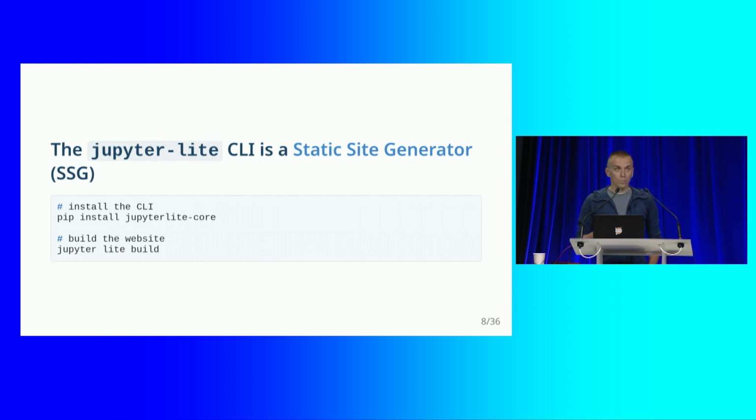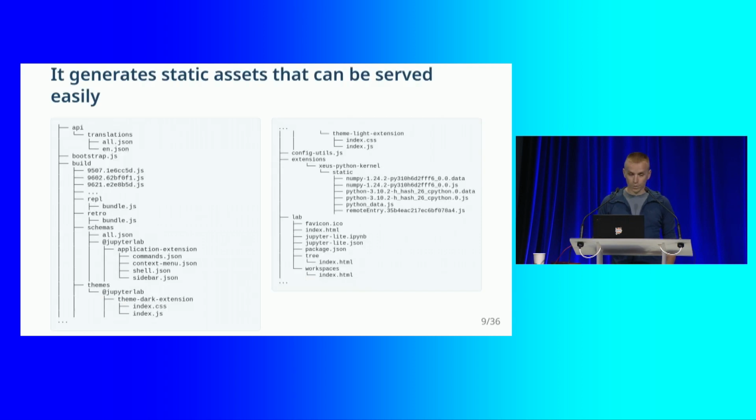And all of this is powered by the JupyterLite CLI. You can see that as a static site generator, just like Jekyll, for example, if you already used it before for your blog or your website. You install the CLI, and then you run jupyter lite build, and you get a minimal JupyterLite website. It generates static assets, and that can be served very easily with a plain HTTP server. And you get a bunch of stuff there, a lot of JavaScript, HTML, CSS, and also config files, themes, and all of this.